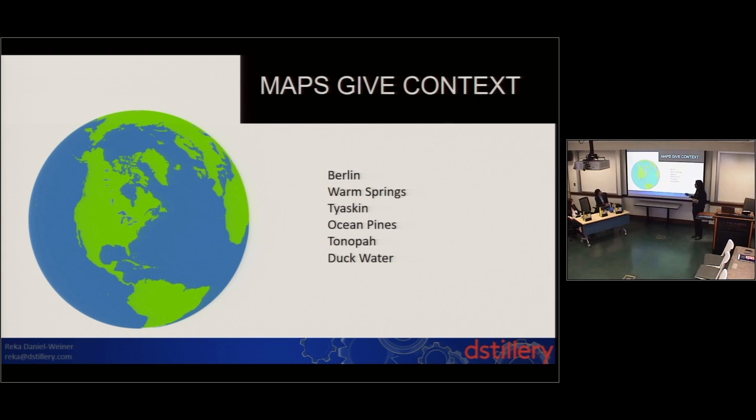If I just give you a map of the world and tell you these are cities, then you will not know anything about them. But if I tell you, well, these are all cities on the east coast of the USA, these are west coast of the USA, you will know what to expect, what type of behavior to expect from these types of people.